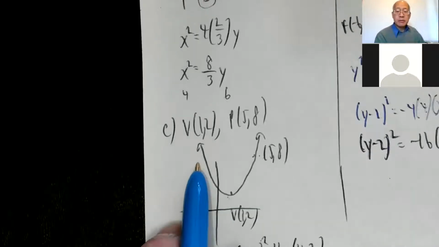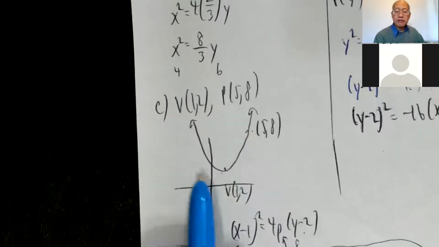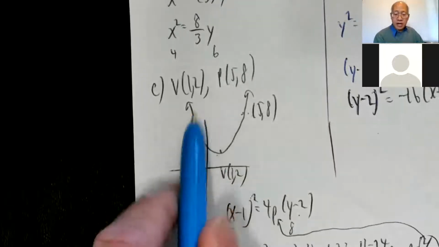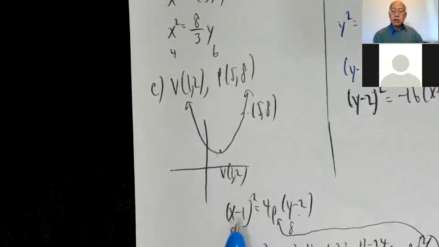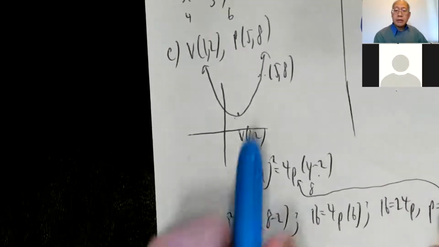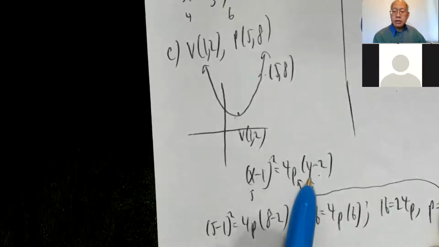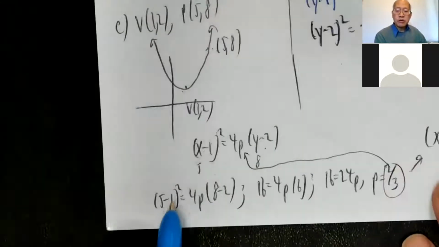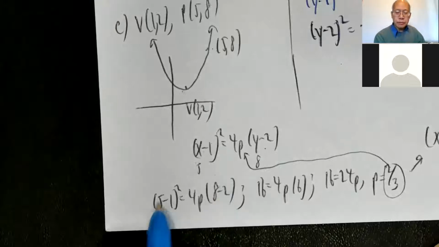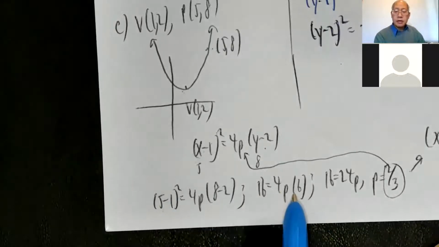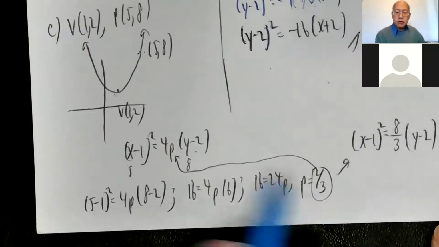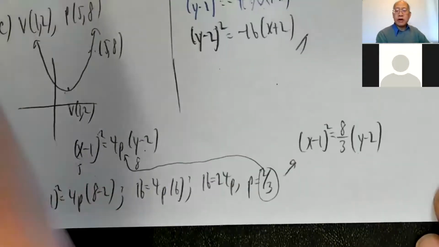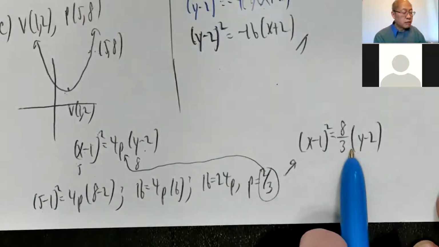Then for C, they tell me the vertex is 1, 2, and the parabola passes through 5, 8. Very crudely, here's 1, 2, here's 5, 8. Again, it's going to open up. So x minus 1 squared equals 4p times y minus 2. This got translated off the origin to 1, 2. Now I plug in 5, 8: 5 goes here, 8 goes here. 5 minus 1 squared equals 4p times 8 minus 2. 4 squared is 16, 4p times 6. 16 equals 24p, so p is 2/3. Take that 2/3 and plug it back in. That gives me 8/3. So the final answer is x minus 1 squared equals 8/3 times y minus 2.